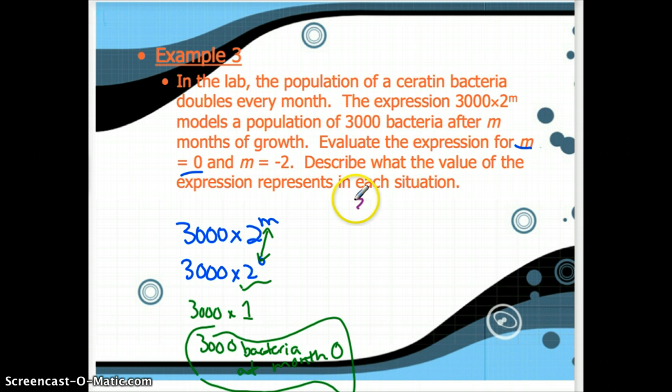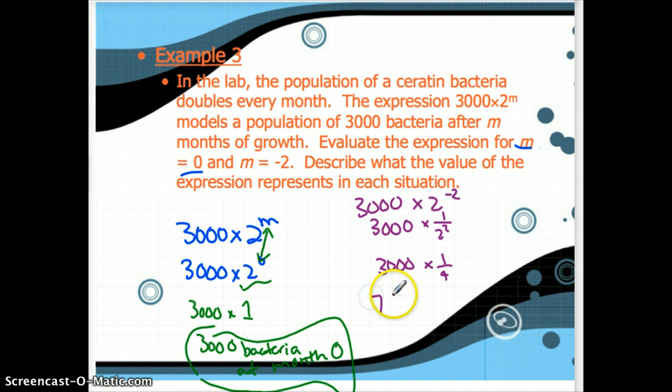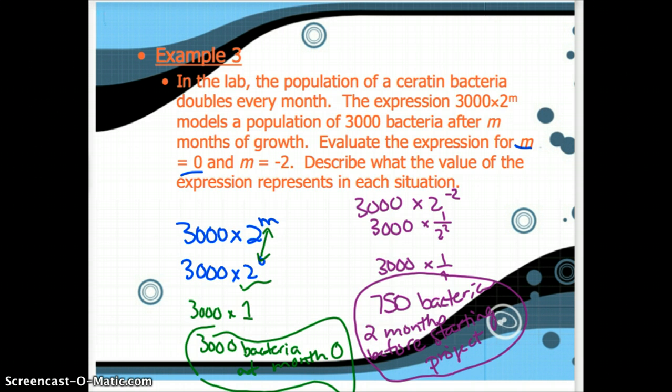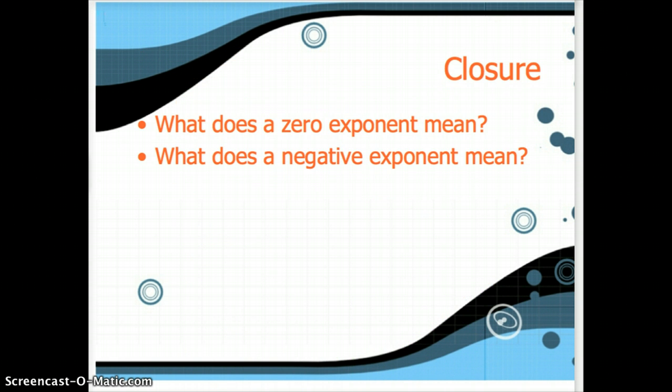Okay, let's look at the next one. 3,000 times 2 to the negative 2. So this time I have 3,000. I can write this as times 1 over 2 squared. That would be okay. So 3,000 times 1/4, or 3,000 divided by 4. I should get 750 bacteria. And this was at negative 2 months. So that probably means 2 months before starting the project. Okay, I don't know if this purple will show up on the black, but we'll try it. Before starting the project. So some of these word problems, you're going to want to be able to evaluate what they mean in terms of the situation.